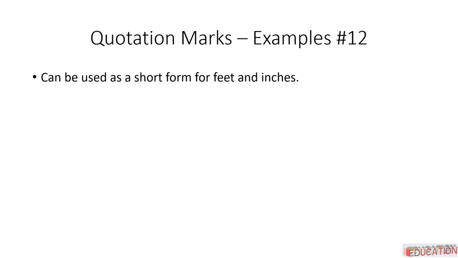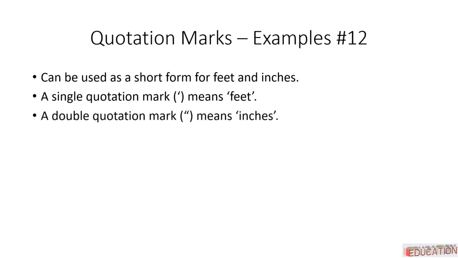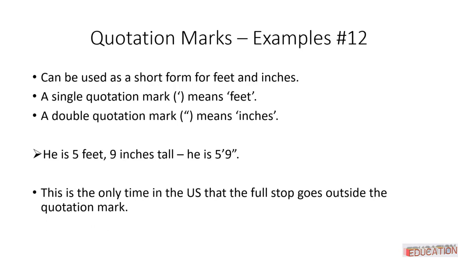And they can also be used as a short form for feet and inches, which are imperial measurements that are still in use in England and the United States. So a single quotation mark means feet, and two quotation marks, a double quotation, means inches. So if you were to say he is 5 feet 9 inches tall, you say he is 5'9", as we can see there. And this particular representation is the only time in the US version that the full stop goes outside and after the question mark.